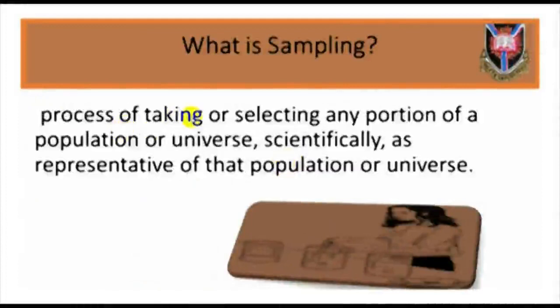What is sampling? Sampling is the process of taking or selecting any portion of a population or universe scientifically as representative of that population or universe. A representative sample is one which has all the characteristics of the population under study.